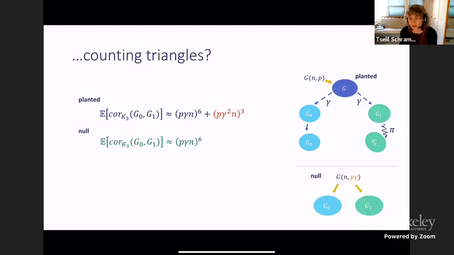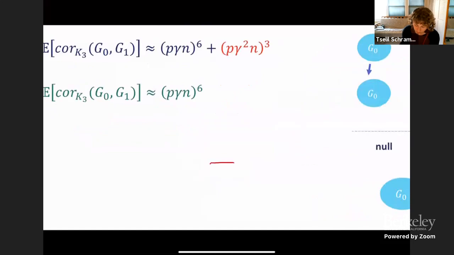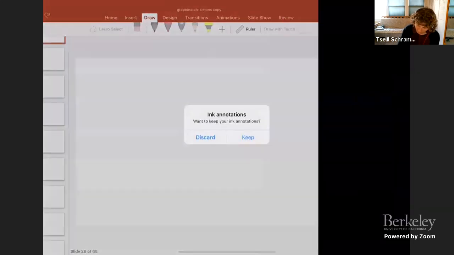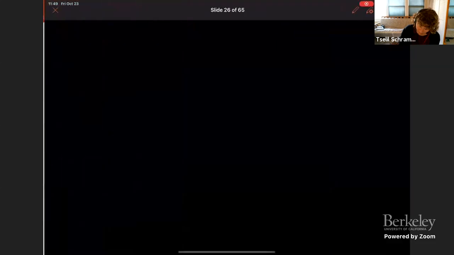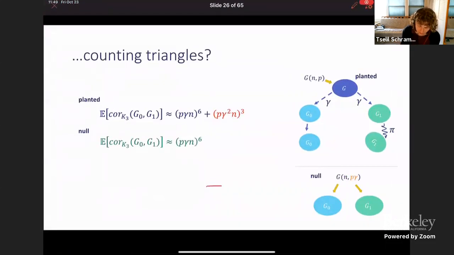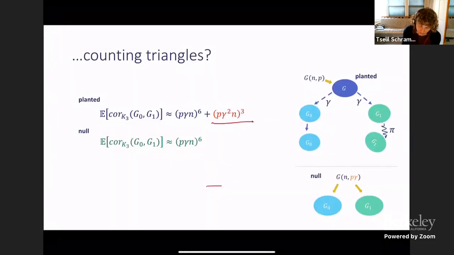So things are looking great. It looks like I've got a pretty nice estimator, right? The expected value under the planted distribution is bigger by a little bit than in the null distribution. But now what we want to do is understand if we also get concentration.